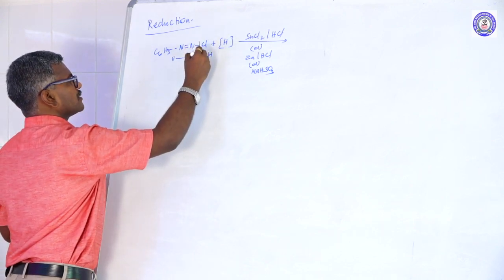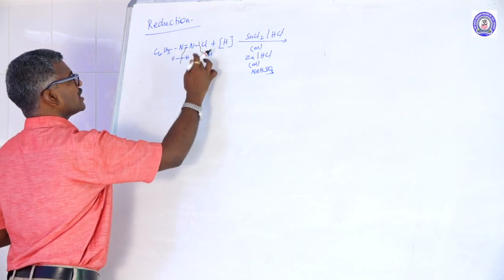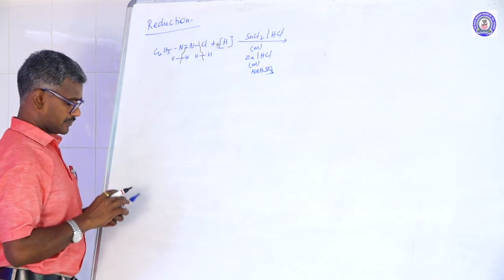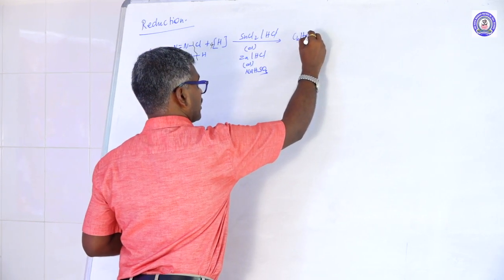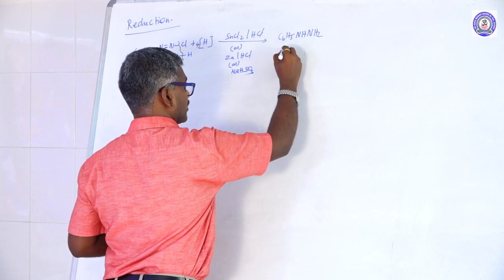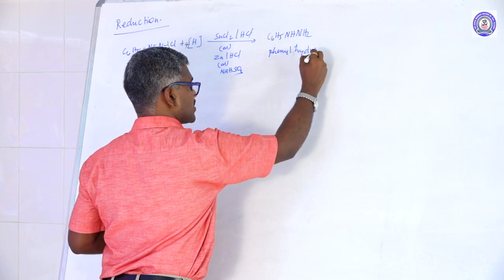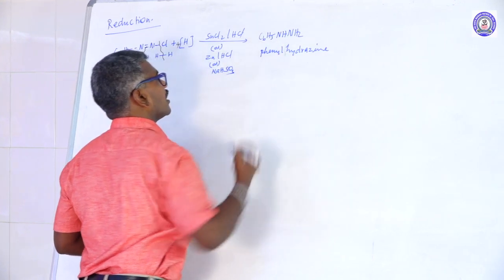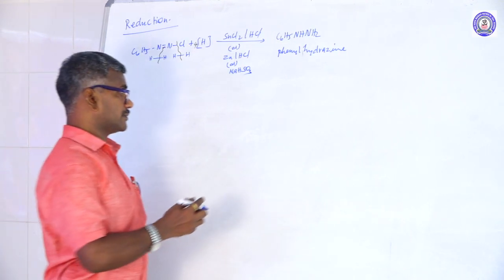This bond will break, this bond will break. Four hydrogens are added here, with the formation of C6H5 NH NH2. This name is phenyl hydrazine. Phenyl hydrazine acts as a laboratory reagent.